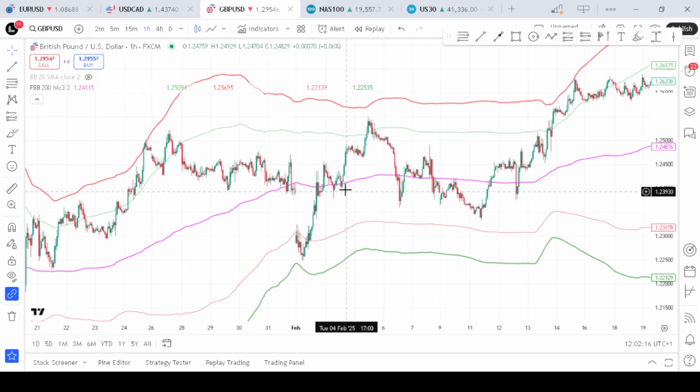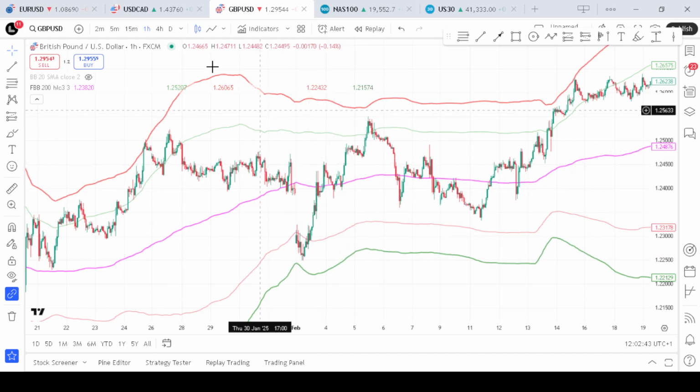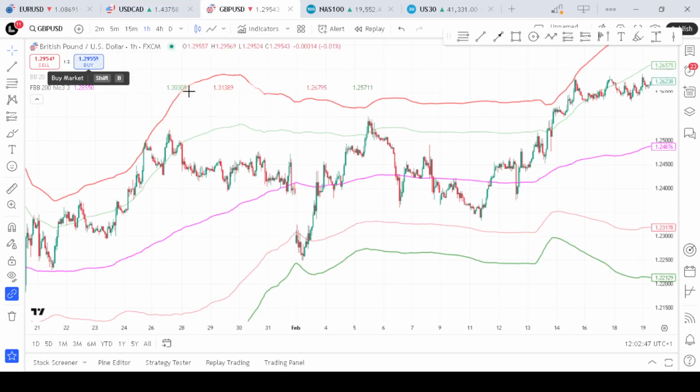Remember that the Fibonacci Bollinger Band strategy can be a powerful tool in your trading arsenal. It's most effective when used in conjunction with other forms of analysis and proper risk management techniques. As with any trading strategy, you have to practice and gain experience to master its application in real market conditions. Now let's see how we can trade using the Fibonacci Bollinger Band.